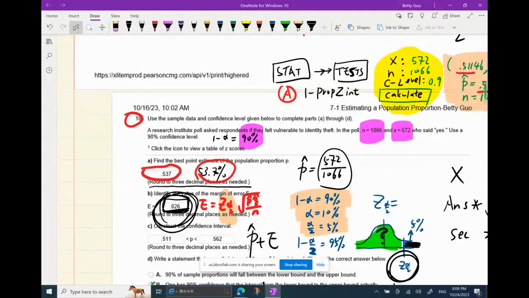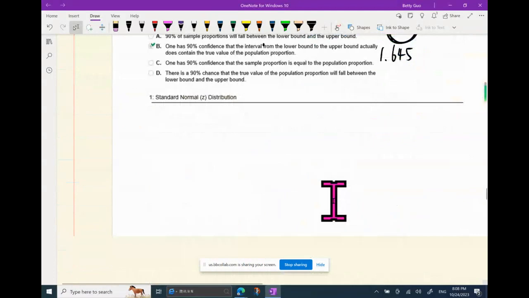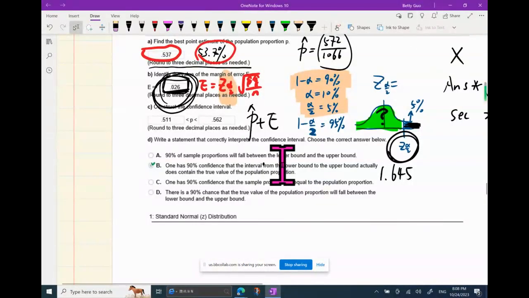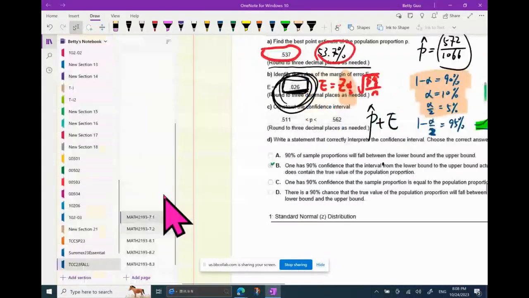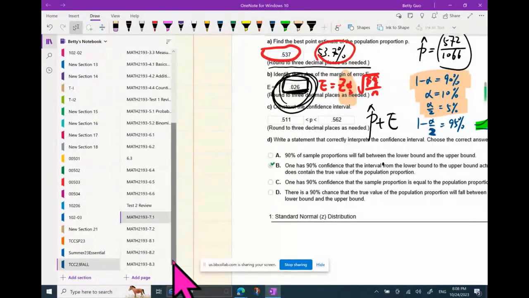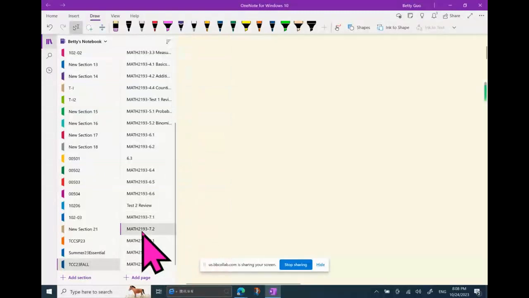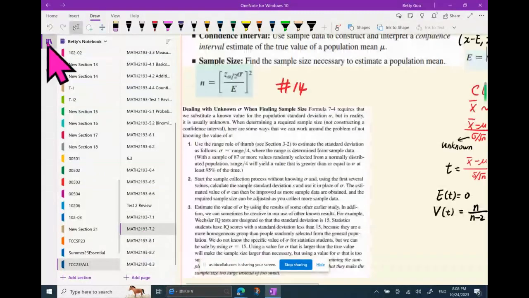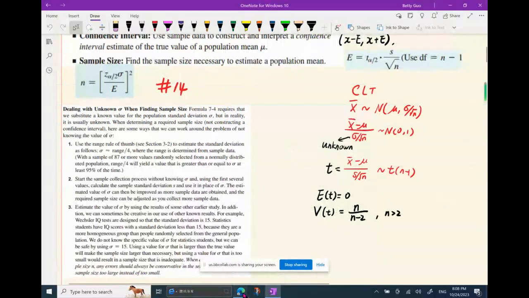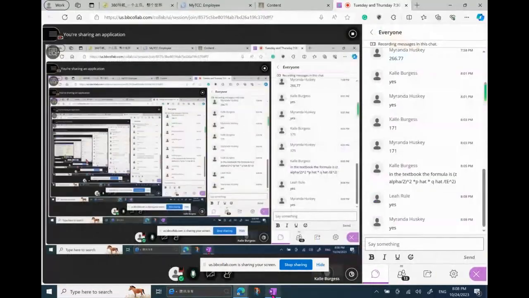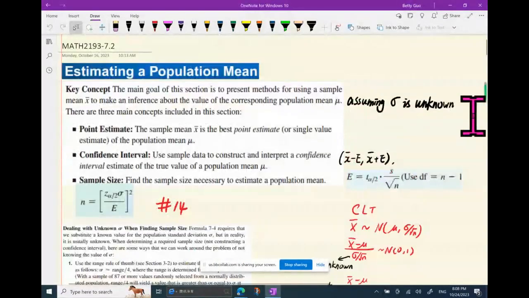Okay, so are we good to move on to section 7.2? 7.1 is about constructing a confidence interval estimate for population proportion. 7.2 is to do the same thing, but for population mean. Yeah, different parameter. Okay, so we are ready to move on. Awesome. 7.2, we have a lot to cover.